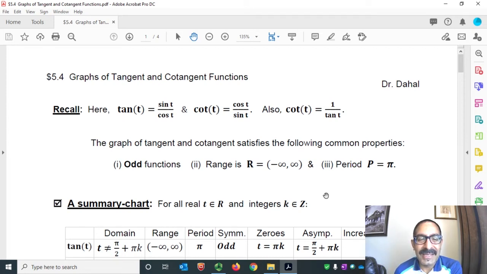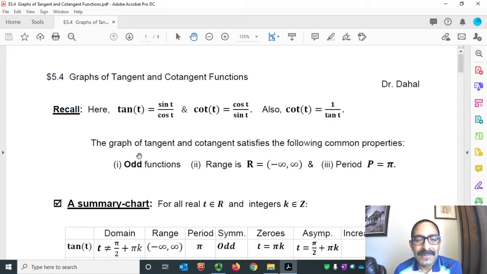In today's class I'm going to cover graph of tangent functions and graph of cotangent functions. In our last class we graphed the sine functions, cosine functions, secant functions and cosecant functions. So let me start the class right away.